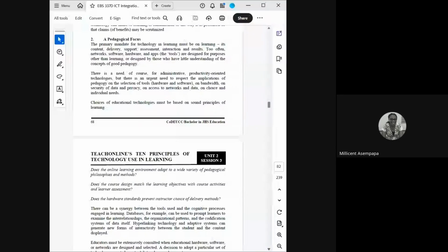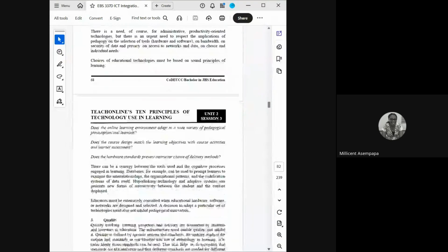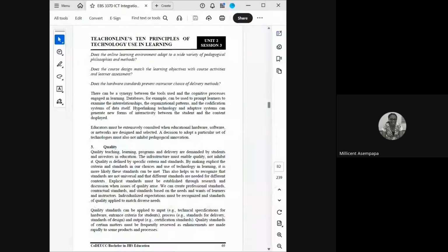So the choice of educational technology must be based on the sound principle of learning. So the sound principle of learning is that the online learning environment adapts to a wide variety of pedagogical philosophies and methods. Does the course design match the learning objectives with the course activities and learner assessment? Do the hardware standards prevent instructor choice of delivery method? So those are some of the sound principles of learning that you must consider before integrating the technology in your teaching. Now, the third principle is talking about quality.